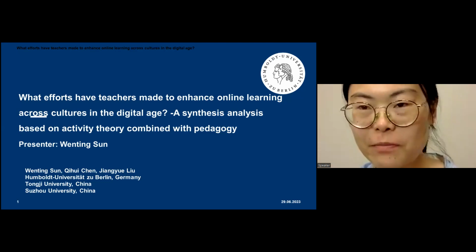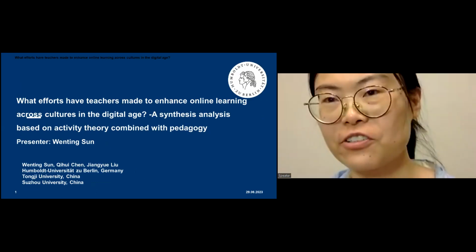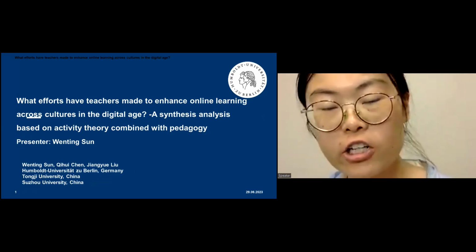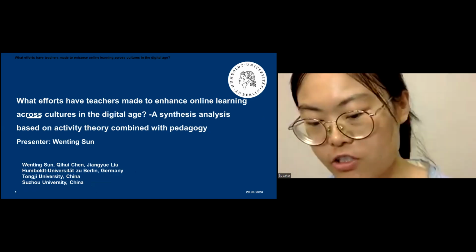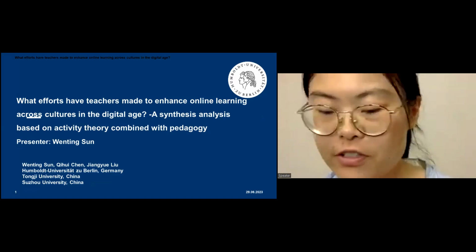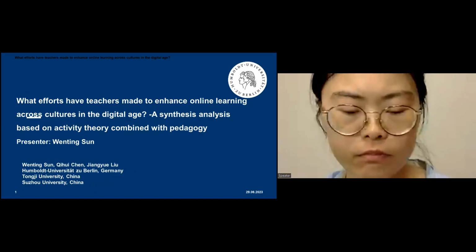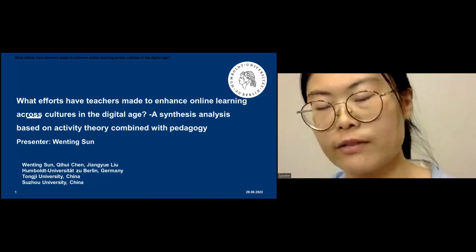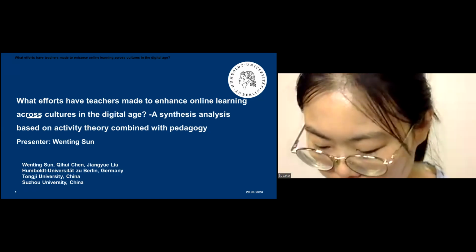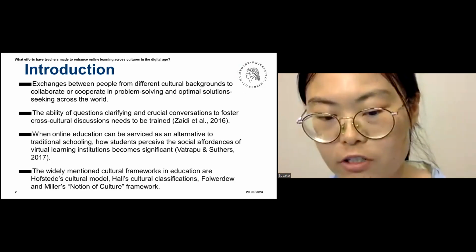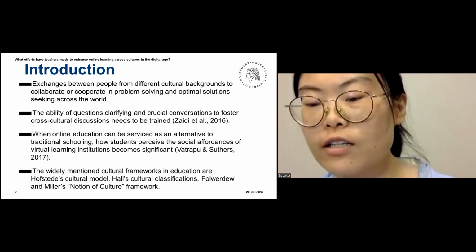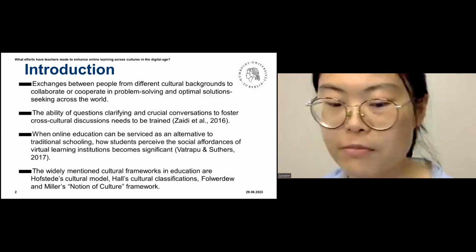And today the topic of the article I'd like to share with you is what efforts teachers have made to enhance online learning across cultures in the digital age. It's a systematic review based on activity theory and combined with pedagogical strategies. So now we have some introduction to share with you to help you understand this point better.